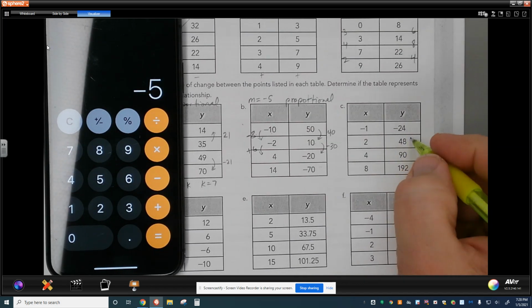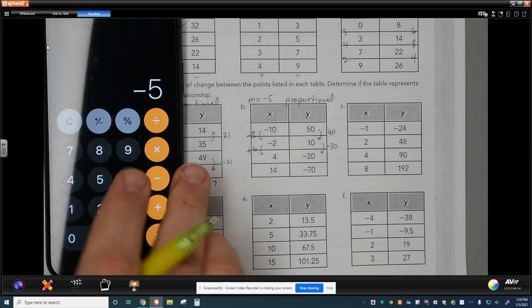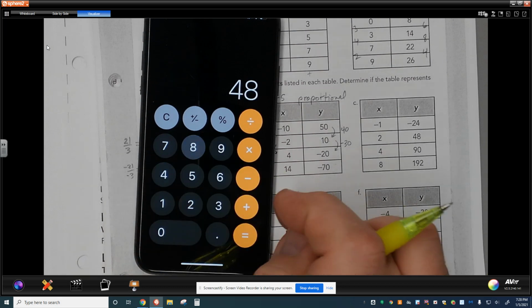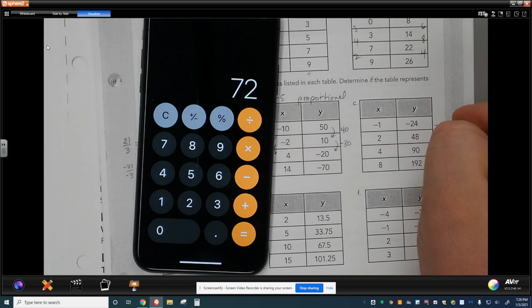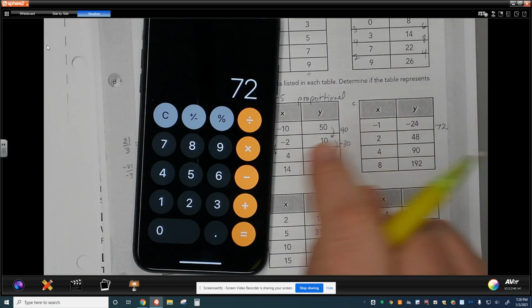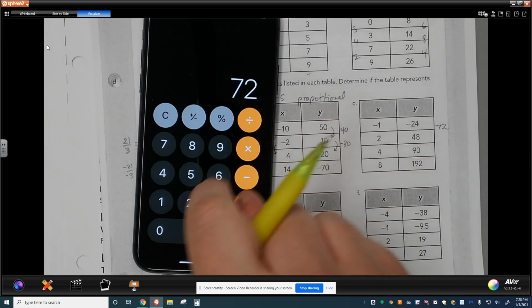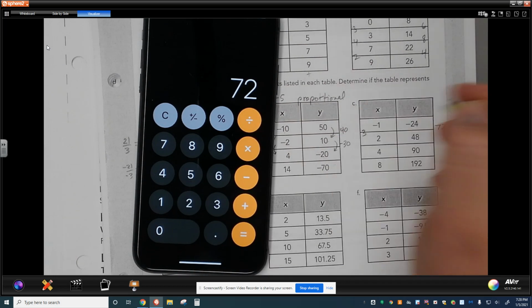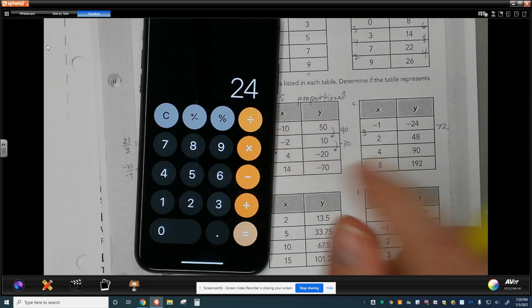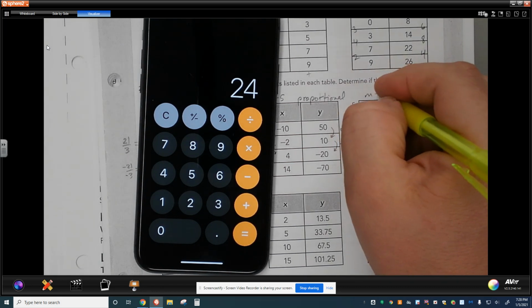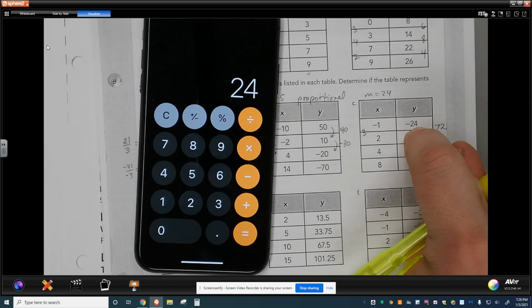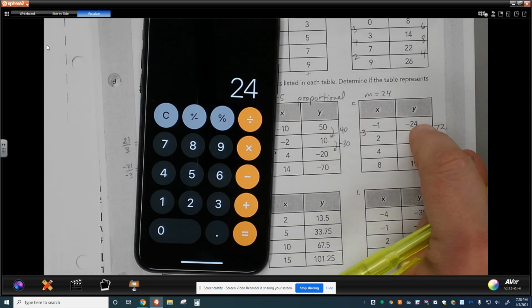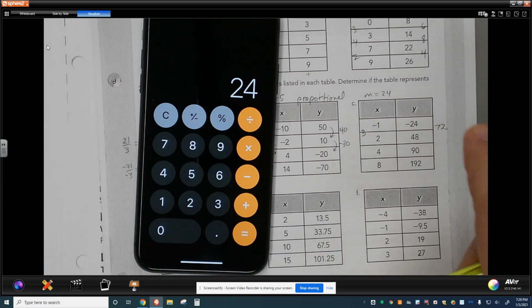Looking at the next one, negative 24 to 48 is a really big jump. So let's go ahead and look at this. 48 minus negative 24 is 72. And negative 1 to 2, 2 minus negative 1 is positive 3. 72 divided by 3 is 24. So I know my slope, m equals 24. But now I have to go ahead and check these. Negative 24 divided by 1 is positive 24. 48 divided by 2 is positive 24.